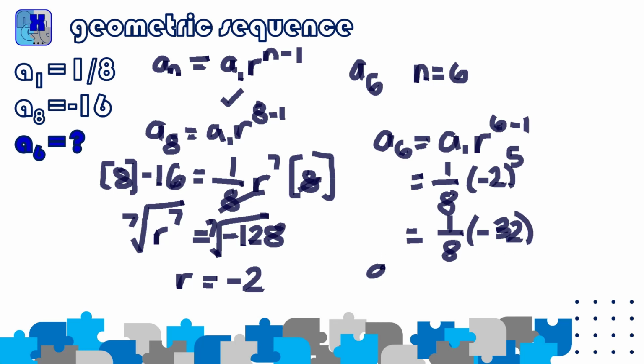This means our 6th element of a geometric sequence whose first term is 1/8 and whose 8th term is negative 16, together with the common ratio, which is negative 2, is equal to negative 4. So this is now the result for this unknown.